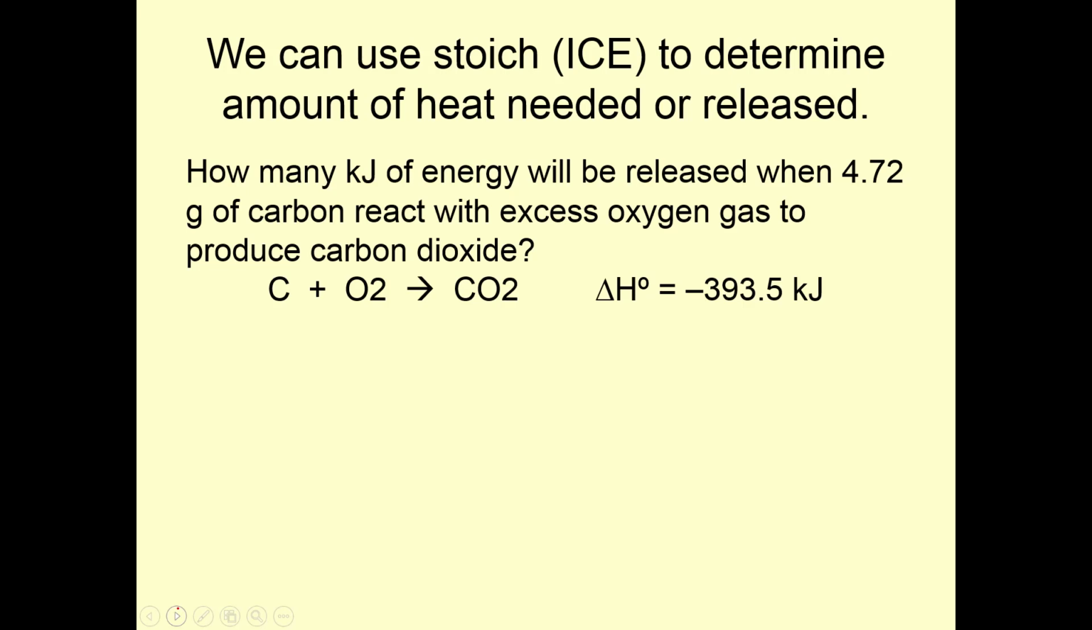We can use stoichiometry and ICE diagrams to determine the amount of heat needed or released. Amount means we're actually going to get a number. How many kilojoules of energy will be released when 4.72 grams of carbon react with excess oxygen gas to produce carbon dioxide? Do you see how I have 4.72 grams of carbon? Now I want to convert this into heat. So I'm going to throw it into the equation. Notice this is negative, so it's going to go on the right hand side, plus 393.5 kilojoules.